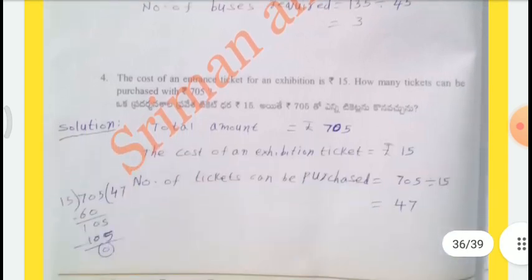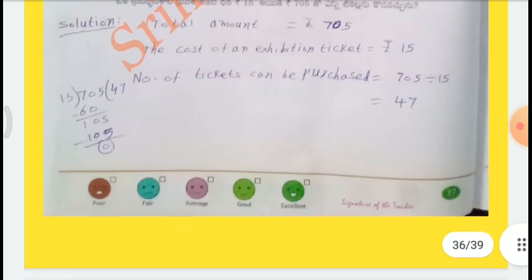The cost of a ticket for an exhibition is 15 rupees. How many tickets can be purchased with 705 rupees? Total amount, 705 rupees. The cost of an exhibition ticket is 15 rupees. Number of tickets that can be purchased, 705 divided by 15. By division we get 47. We can purchase 47 tickets.